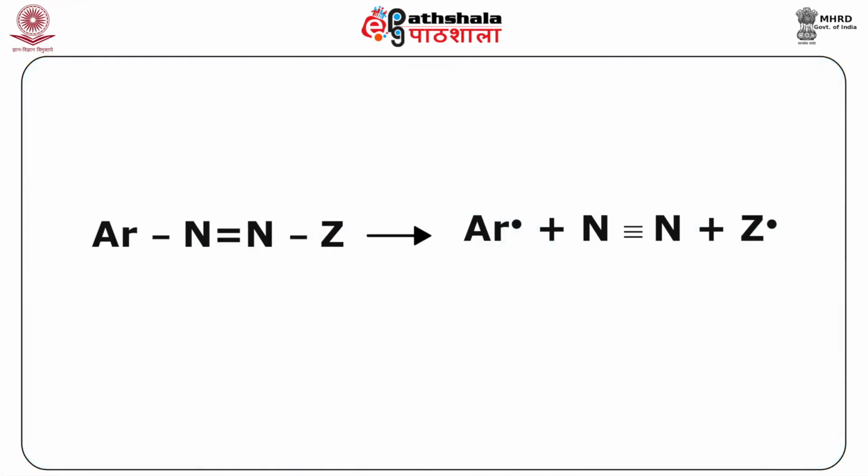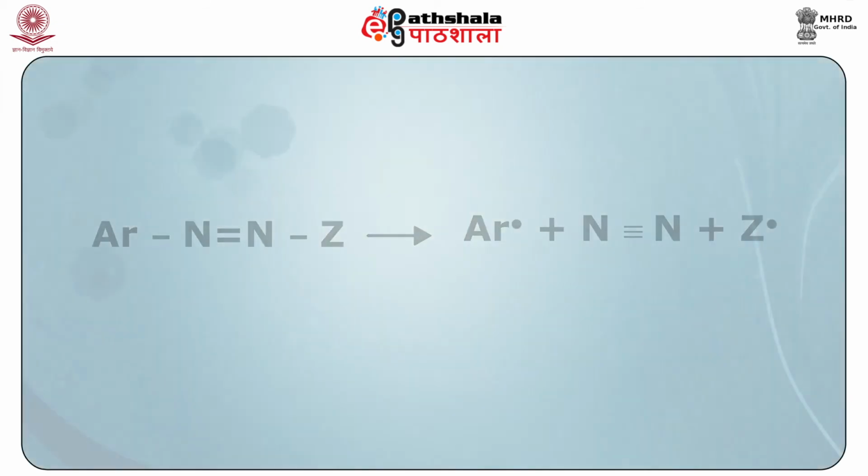In the acid solution, diazonium salts are ionic and their reactions are polar. When they cleave, the product is an aryl cation. However, in neutral or basic solution, diazonium ions are converted to covalent compounds and these cleave to give free radicals, aryl radical and the Z radical.